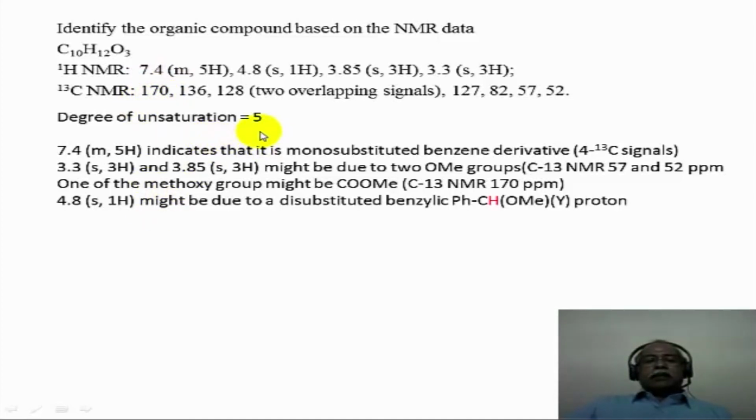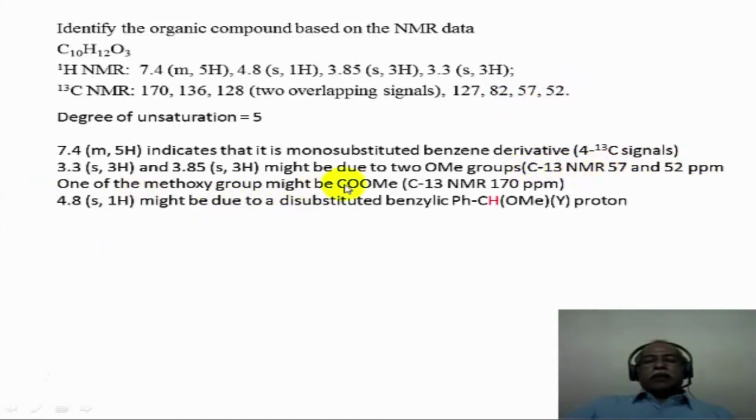Now let us see, the 3.85 and 3.3 are characteristic regions of the methoxy functional group. Since there are 3 oxygens present here, we can account for 2 methoxy groups, because a chemical shift value of 3 to 4 is very typical of the OCH3 region. So 3.3 and 3.85 might be due to 2 methoxy functional groups, and that corroborates with the carbon 13 spectrum also, where you have 57 and 52 corresponding to the 2 methoxy functional groups.